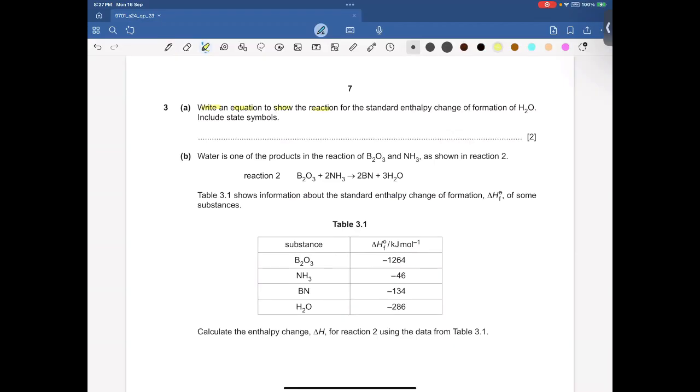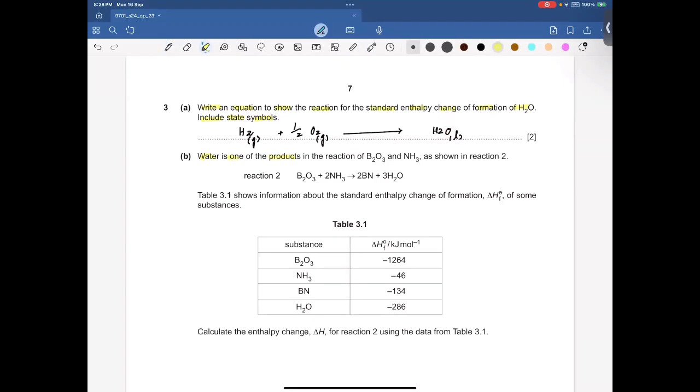Write an equation to show the reaction for the standard enthalpy change of formation of water. Include state symbols. So when hydrogen is reacting with oxygen, converting into water. Under standard conditions, hydrogen is gas, oxygen is also gas, and under standard conditions, water is liquid. Now we have 2 hydrogen here, 2 hydrogen here. We have 1 oxygen here. So to balance oxygen, I need to put half here. All right.